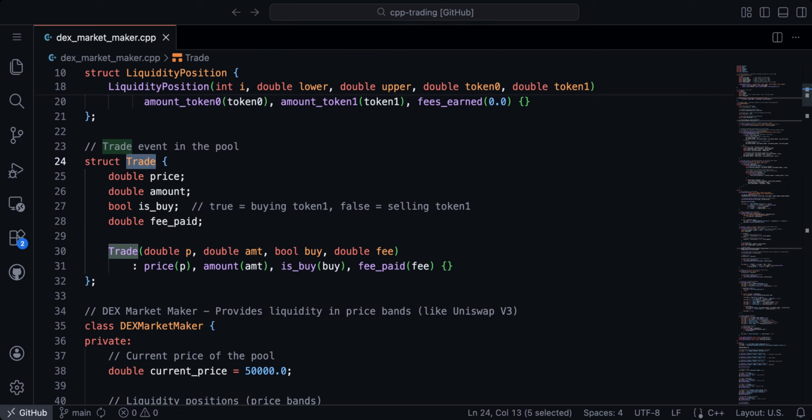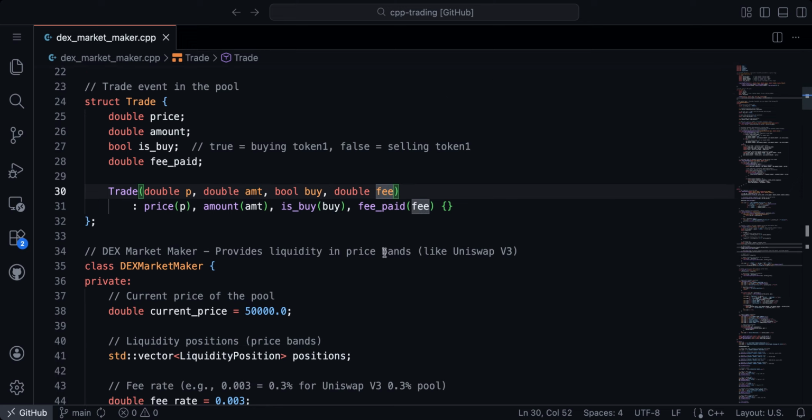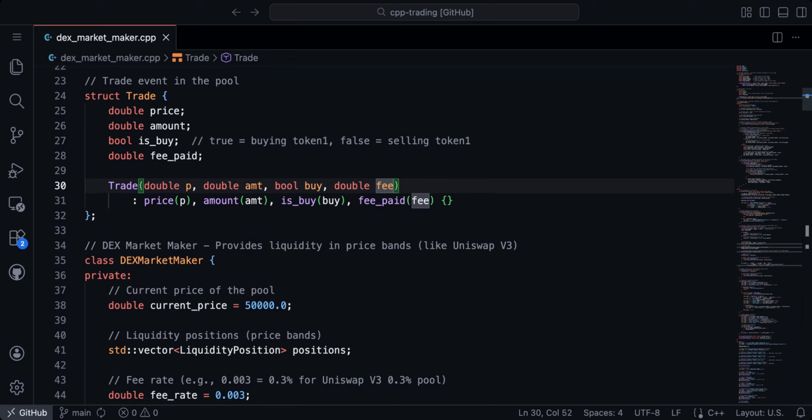This represents a single trade event that occurs in the pool. It has 4 fields: price as a double, representing the price at which the trade occurred; amount as a double, representing how many units of token 1 were traded; is buy as a boolean, where true means buying token 1 and false means selling token 1; and fee paid as a double representing the fee amount paid for this trade. The constructor takes 4 parameters: p for price, amt for amount, buy for is buy, and fee for fee paid, and uses an initializer list to set all the member variables.